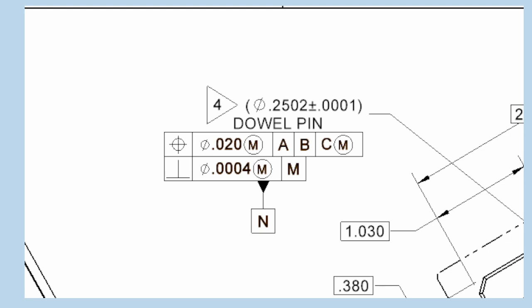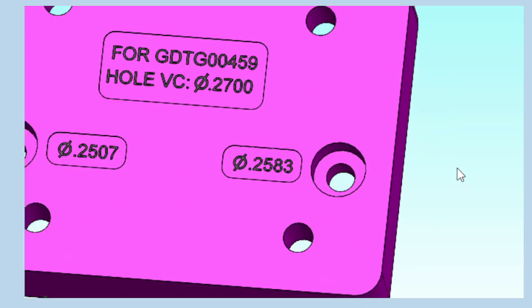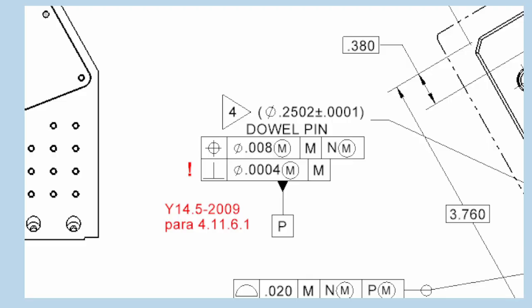So if the gauge fits over this pin and makes solid contact with the datum M feature, we can say we pass this perpendicularity requirement. Okay, and so back to the gauge. To fit over the second pin, we have this 0.2583 hole. I get 0.2583 by adding the pin MMC size, which is 0.2503, plus the 8 thousandths position tolerance.